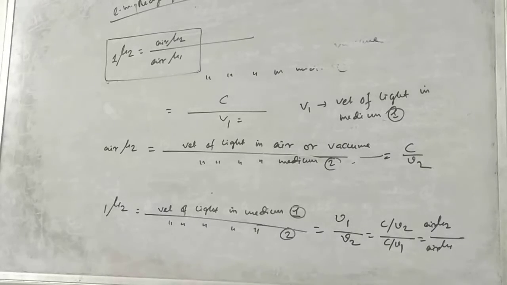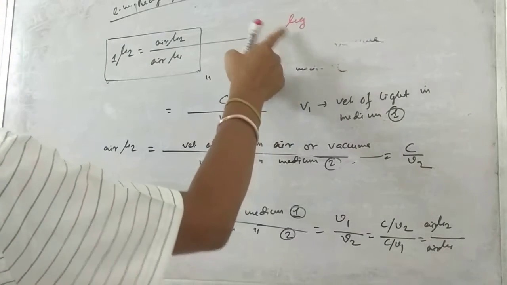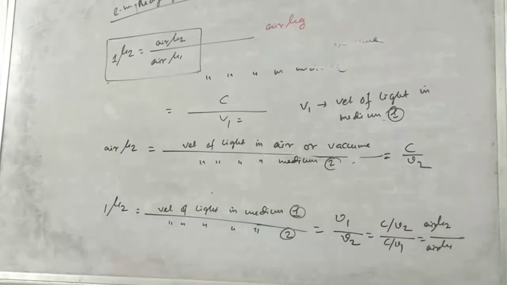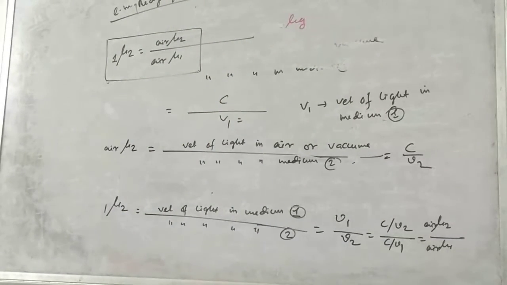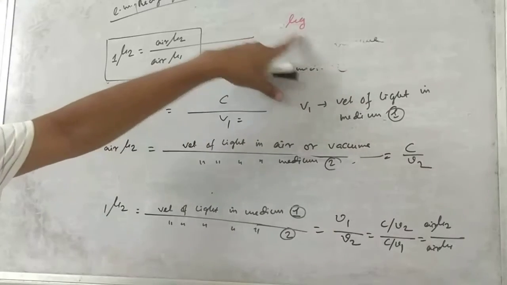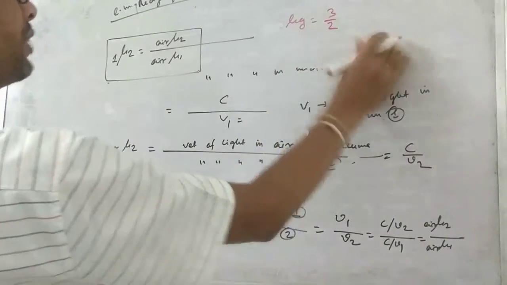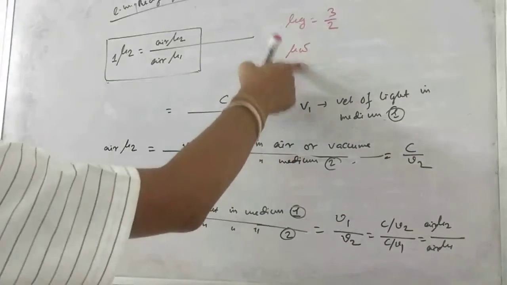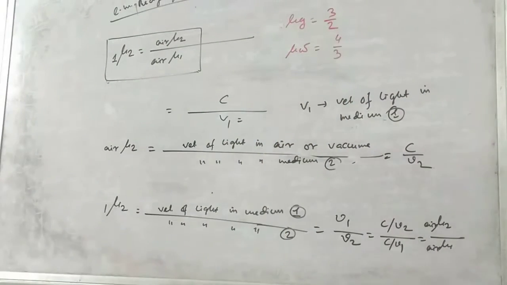Okay, one example I can do from here. You see, mu g is actually the absolute refractive index of the glass with respect to air. That means this is actually the absolute refractive index of the glass, and sometimes this air is not written here. So mu g is 3/2, that means refractive index of the glass with respect to air is 3/2, and mu water means refractive index of the water with respect to air, that means absolute refractive index of the water is again 4/3.